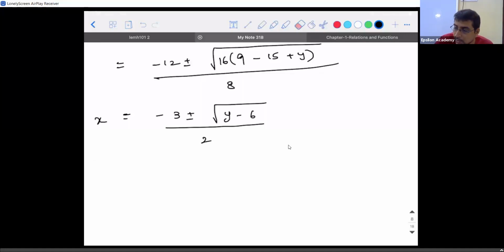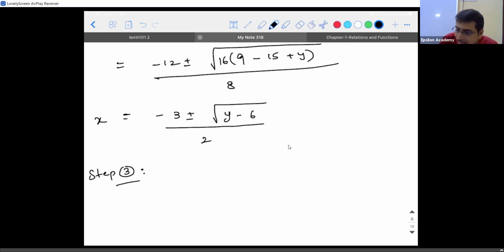Sir, 4 root y minus 6 only should come, no, sir. Why the 4 root y? When the 4 comes out, then I cancel 12, 4 and 8. Oh, okay, sir. Understood. We are dividing by 4, right, sir? Yeah, 12, 4, 8 I cancel.